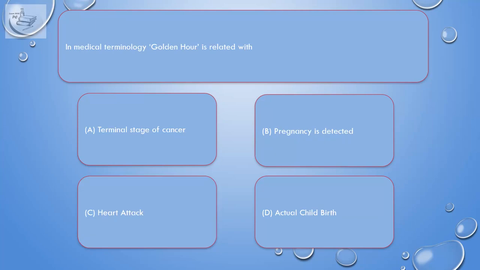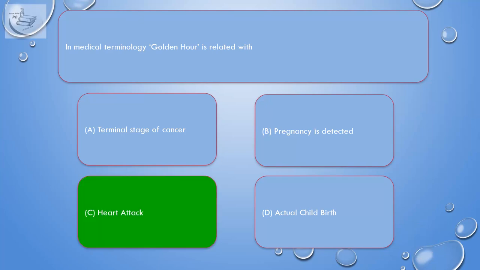Question: In medical terminology, golden hour is related with A. Terminal stage of cancer. B. Pregnancy is detected. C. Heart attack. D. Actual childbirth. Correct answer is C. Heart attack.